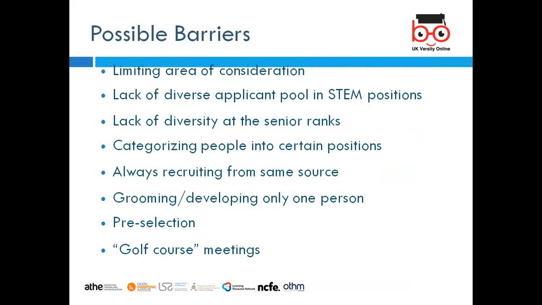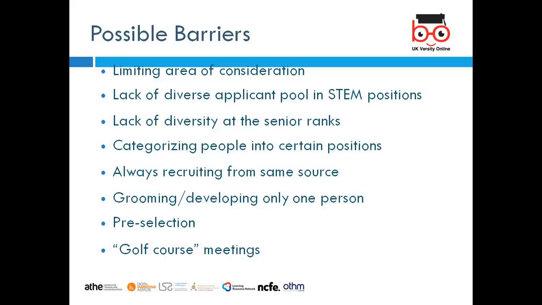Okay, possible barriers. Limiting area of consideration, lack of diverse applicant pool in our organization, and lack of a system in place where we can record lack of diversity at the senior rank. What is the limited area of consideration? It means we're not considering every area. There will be every sort of people.